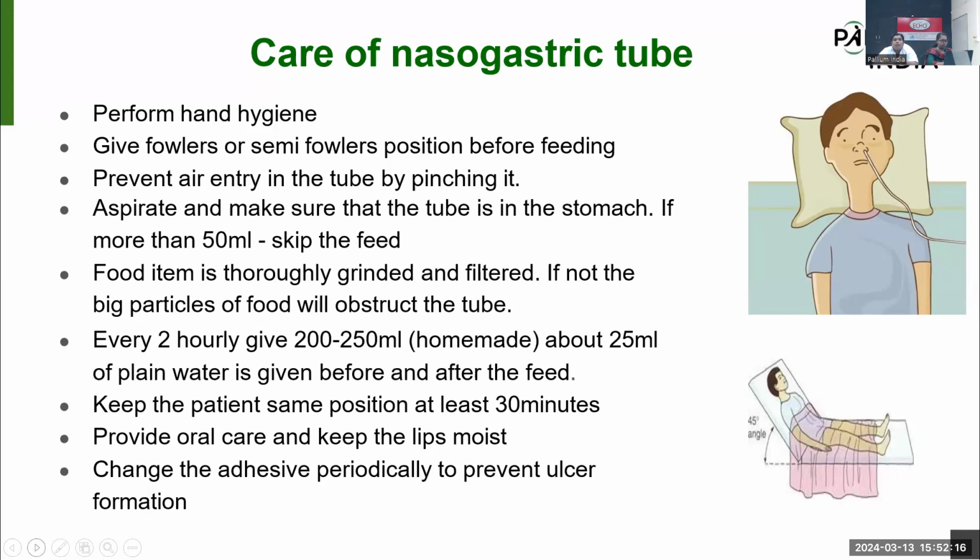Food items should be thoroughly ground and filtered. If not, big particles of food will obstruct the tube. The quantity of food will be very small, and it is added with an adequate solution. Every 2 hours give 200 to 250 ml. About 25 ml of plain water is given before and after the feed to clean the tube. So you have to clean the tube with 25 ml of water before and after the feeding.